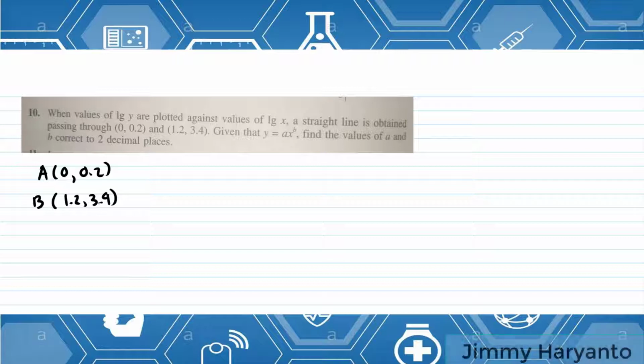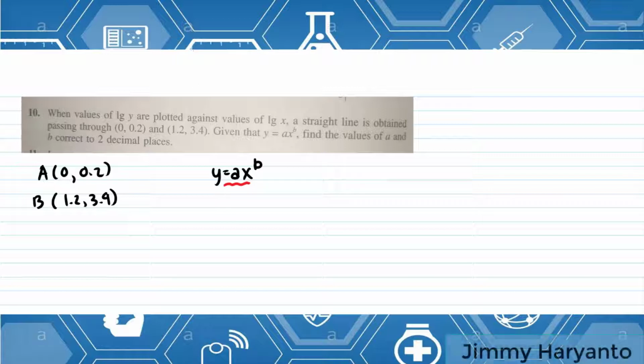These are 2 points that form a straight line. Given that y equals ax to the power of b, find the values of a and b correct to two decimal places. So first we have to change the original equation into something similar to y equals mx plus c.